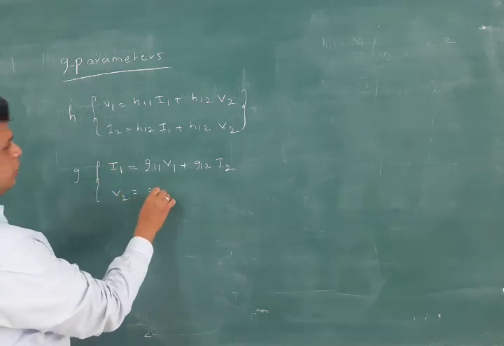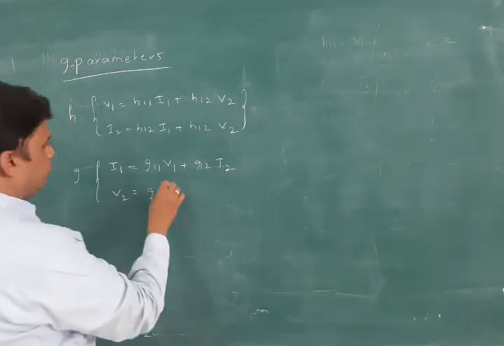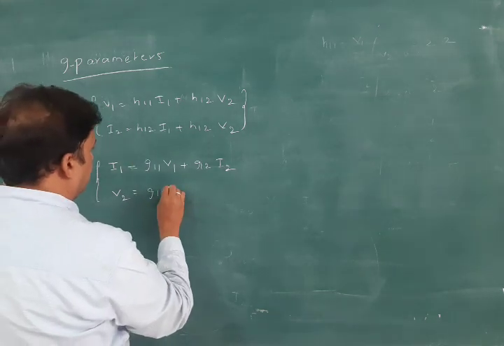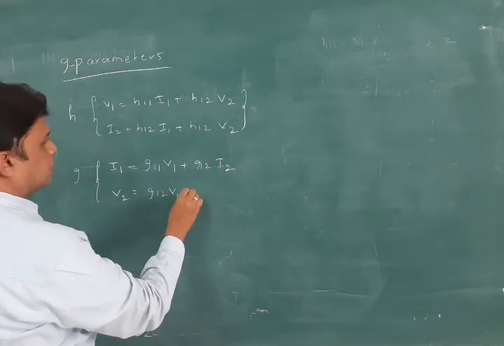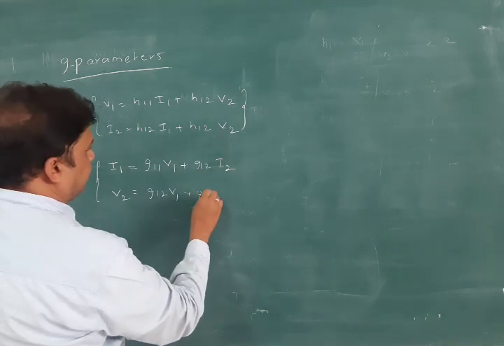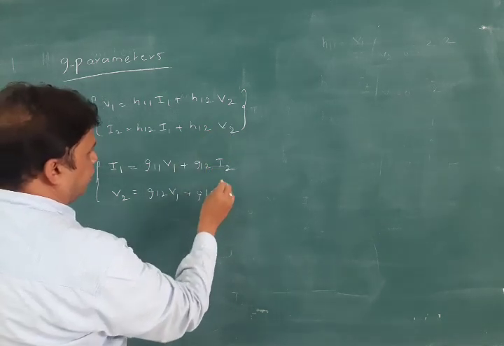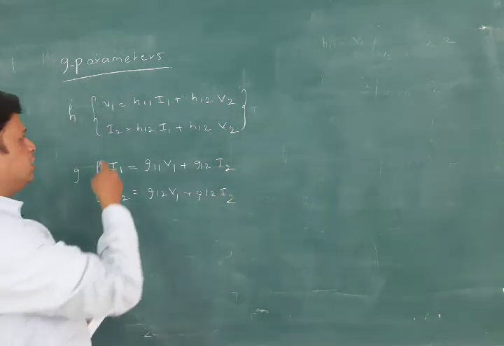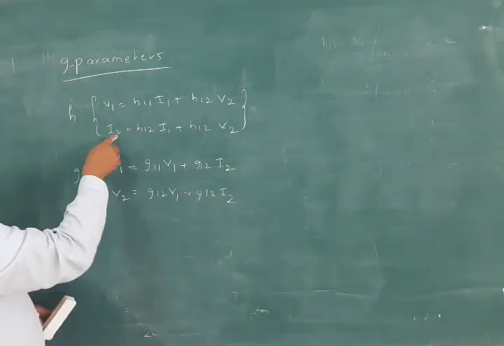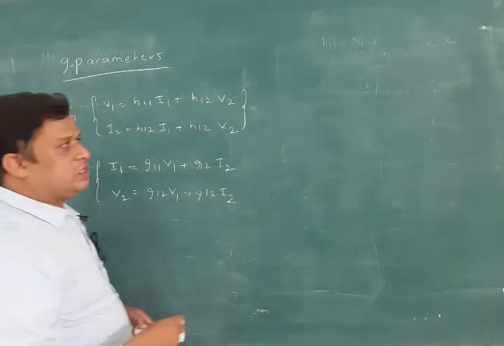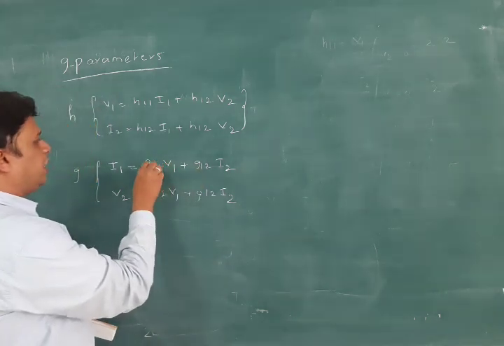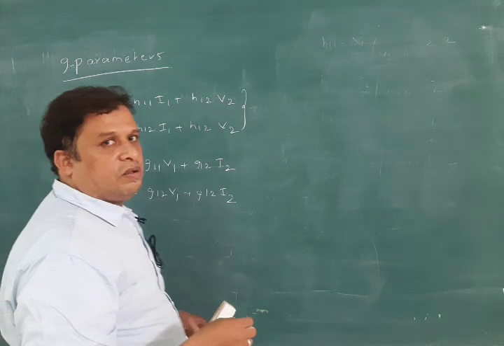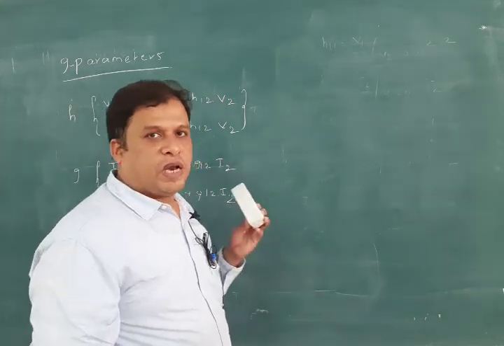V2 is equal to G21 into V1 plus G22 into I2. Here V2 was there, here we write I2. So these are the parameters. You can see here it is V1, here it is I1, here it is I2, here it is V2. So by seeing the hybrid parameter matrix, we can write the G parameter matrix also.